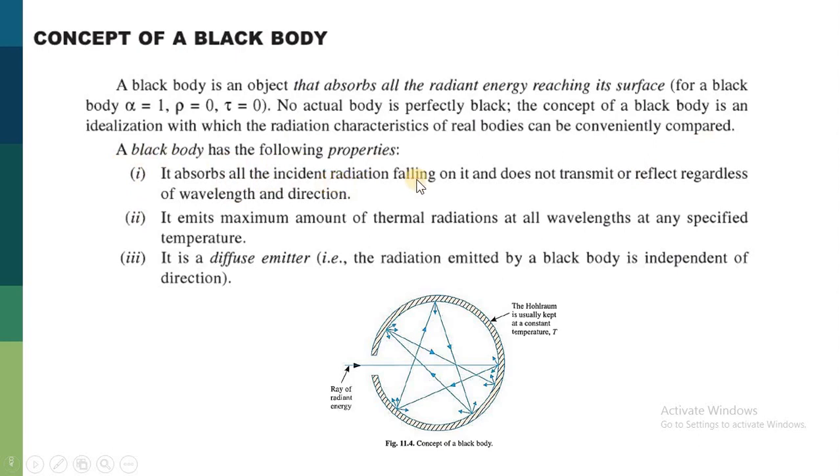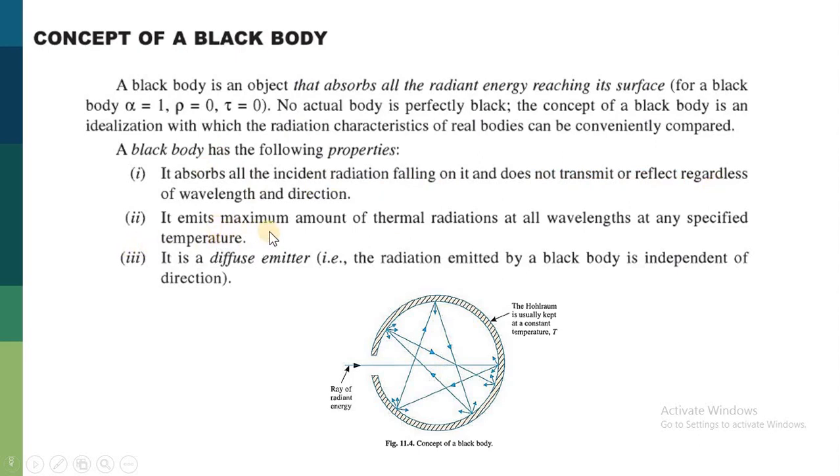It absorbs all the radiation falling on it. You can see this experimental body. If radiation falls on the body, it gets reflected inside only, and the whole radiation is absorbed after a few reflections. It absorbs all the radiation incident on it. It does not transmit or reflect any kind of radiation.